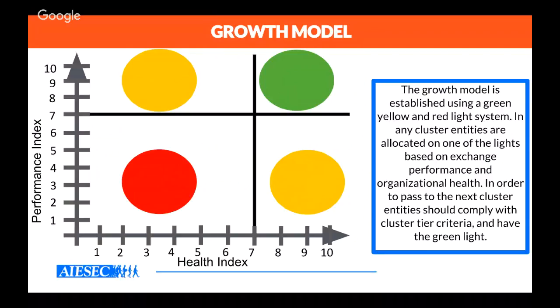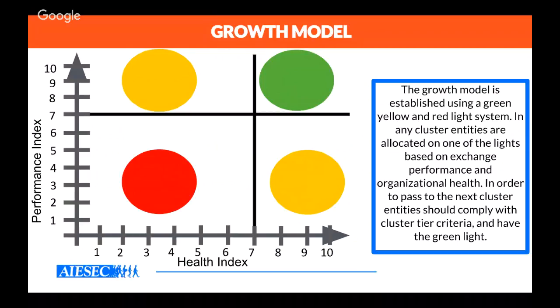Otherwise, if you have the yellow light, that means you are okay in one index but not in the other. And if you are in the red one, that means you are not reaching the basis of 7 in either of the 2 indexes. Okay, so now we will see what the criteria are for the performance and the health.